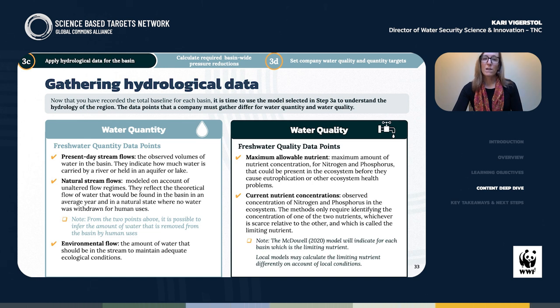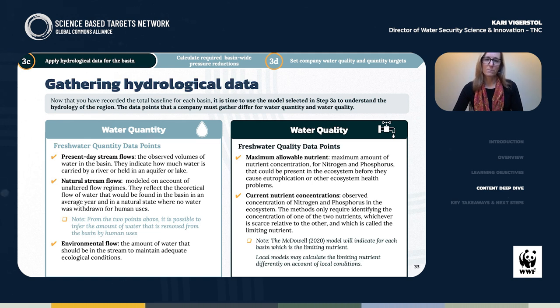Present-day stream flows reflect the observed volumes of water in the basin. In other words, they indicate how much water is carried by a river or held in an aquifer or lake. Natural stream flows reflect the theoretical flow of water that will be found in the basin in an average year and in a natural state where no water was withdrawn for human uses. From the 2 points above, it's possible to infer the amount of water that is being removed from the basin by human uses.